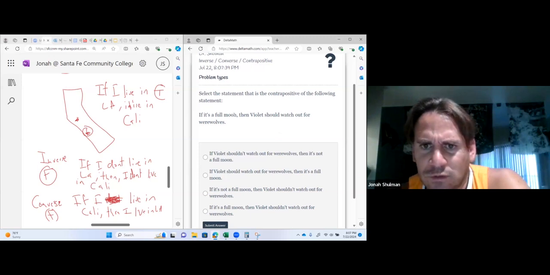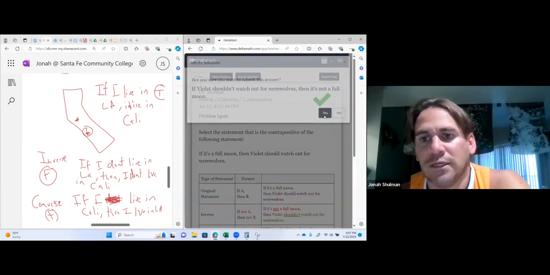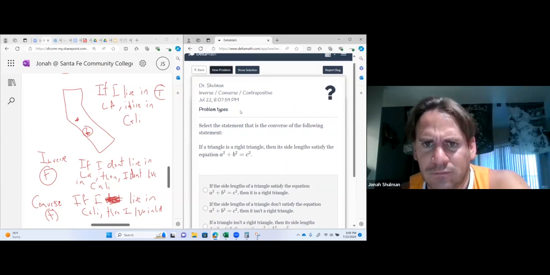If it's a full moon, then Violet should watch out for werewolves. We want the contrapositive, so we switch it. If Violet shouldn't watch out for werewolves, then it's not a full moon. You switch them, you make it negative. Ta-da! They ask for an inverse.